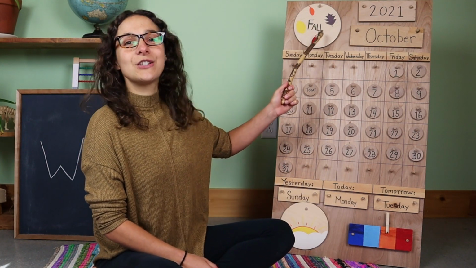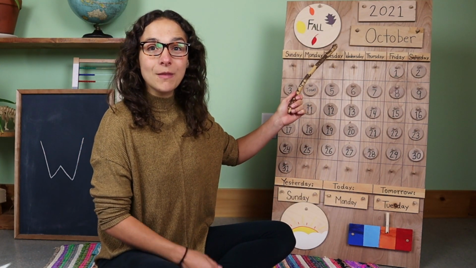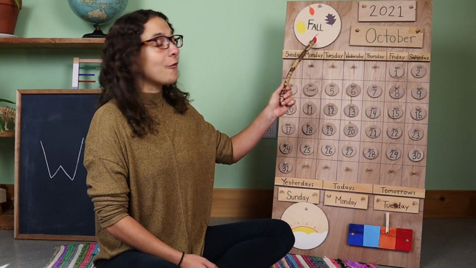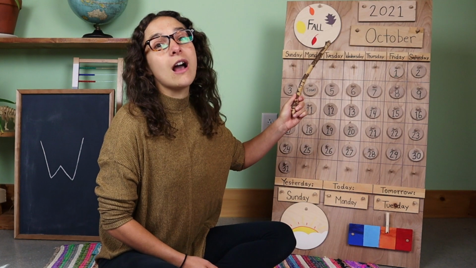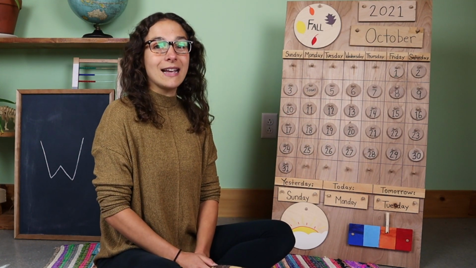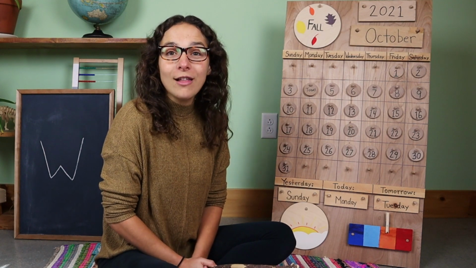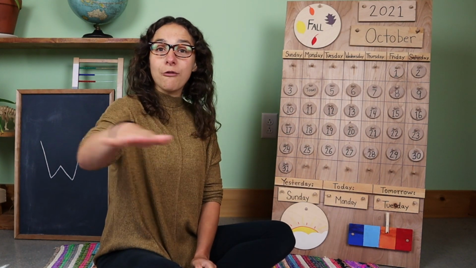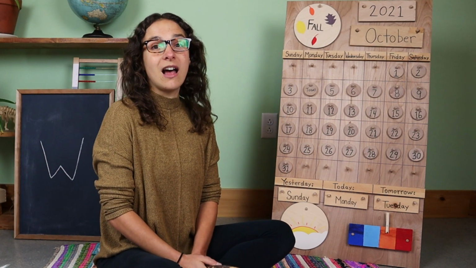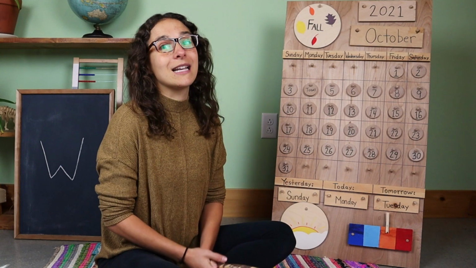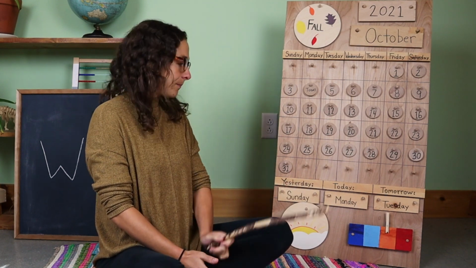Up at the top of the chart, we have the season. What's the season, friends? Fall. But you can also say autumn. Autumn and fall are the same season. And I know that fall is here because this morning I woke up and there was a frost on the grass. A frost is a thin layer of ice, so that means that it was really cold this morning.